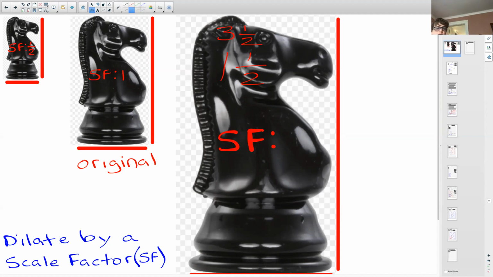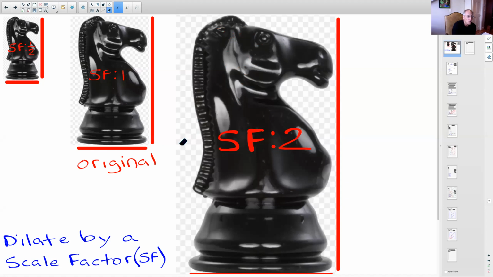Go ahead. What's the scale factor? I think it's 2. Whoa. Guess what, guys? 1 1/2 was a little too small. 3.5 was a little too big. But guess what is just right? It is a scale factor of 2. Everybody give yourselves a round of applause. I am so proud of you.